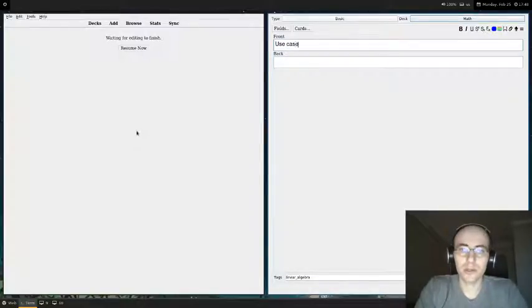Okay, use case for linear algebra. Use case for projections in linear algebra.